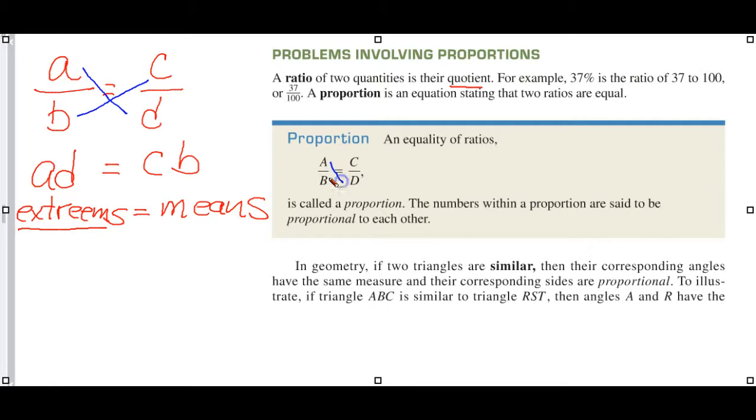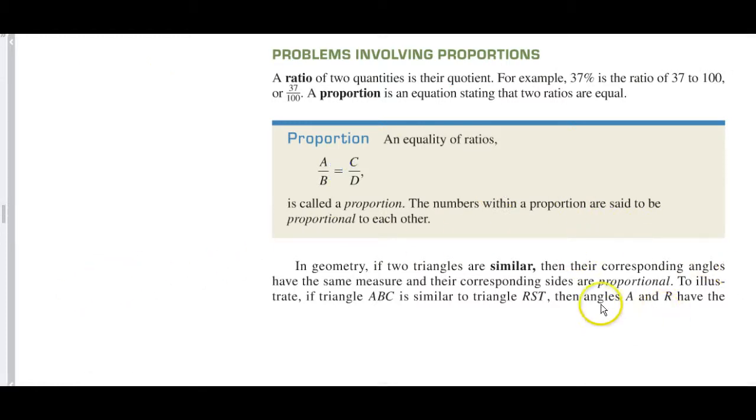That justifies our being able to cross multiply. Now, there's also applications to this in geometry where you have, and I think they're going to show us this, similar triangles.